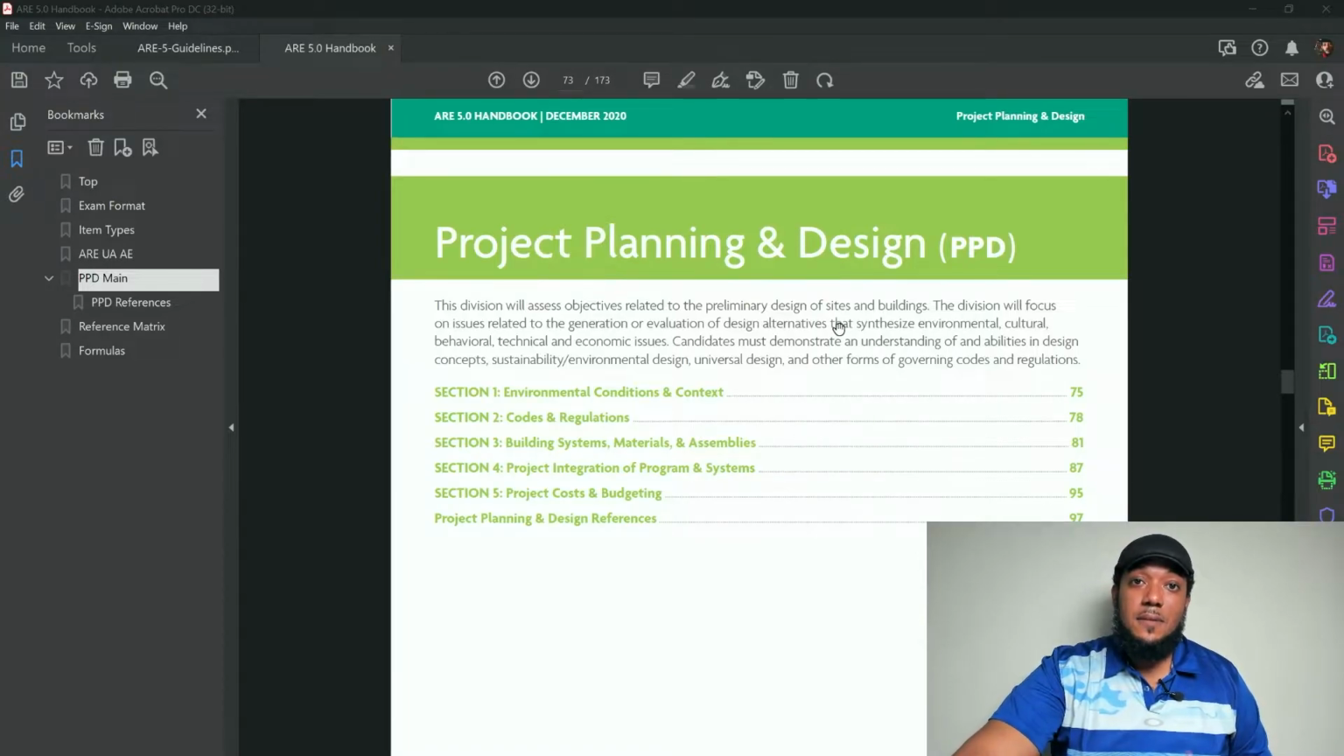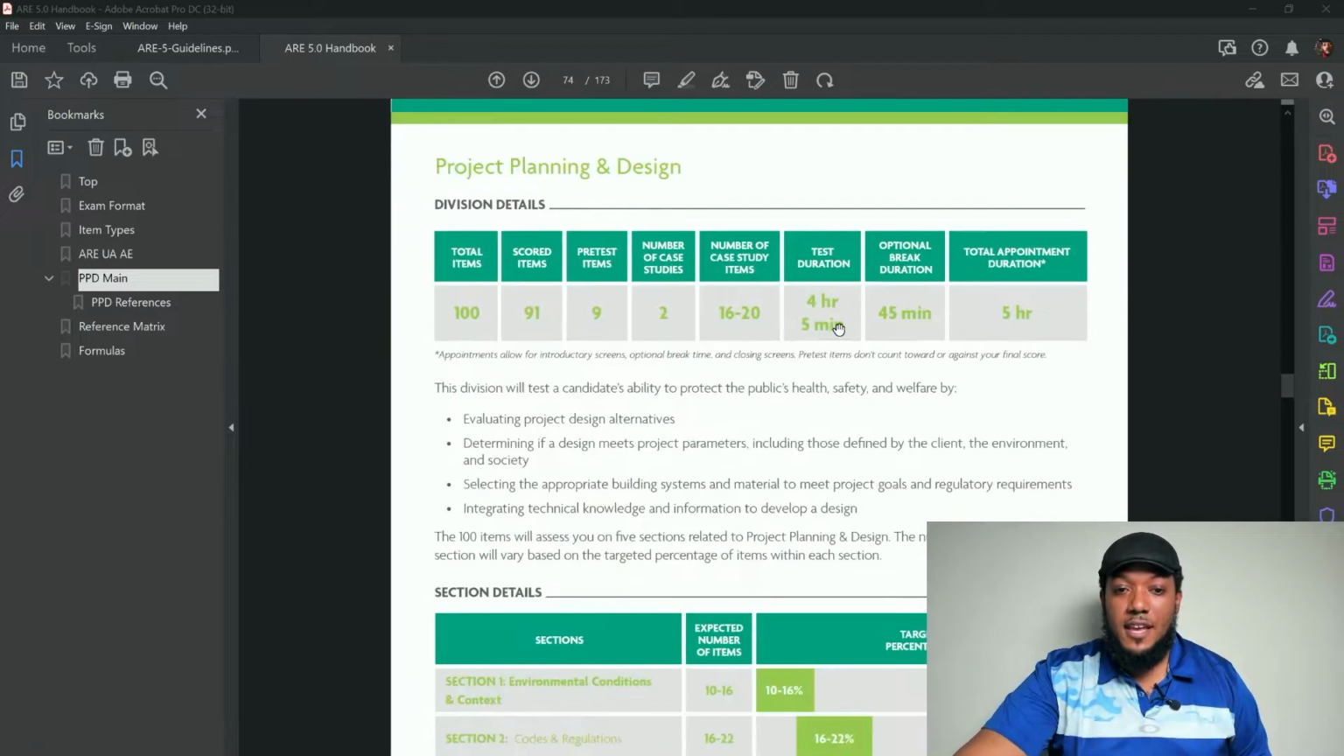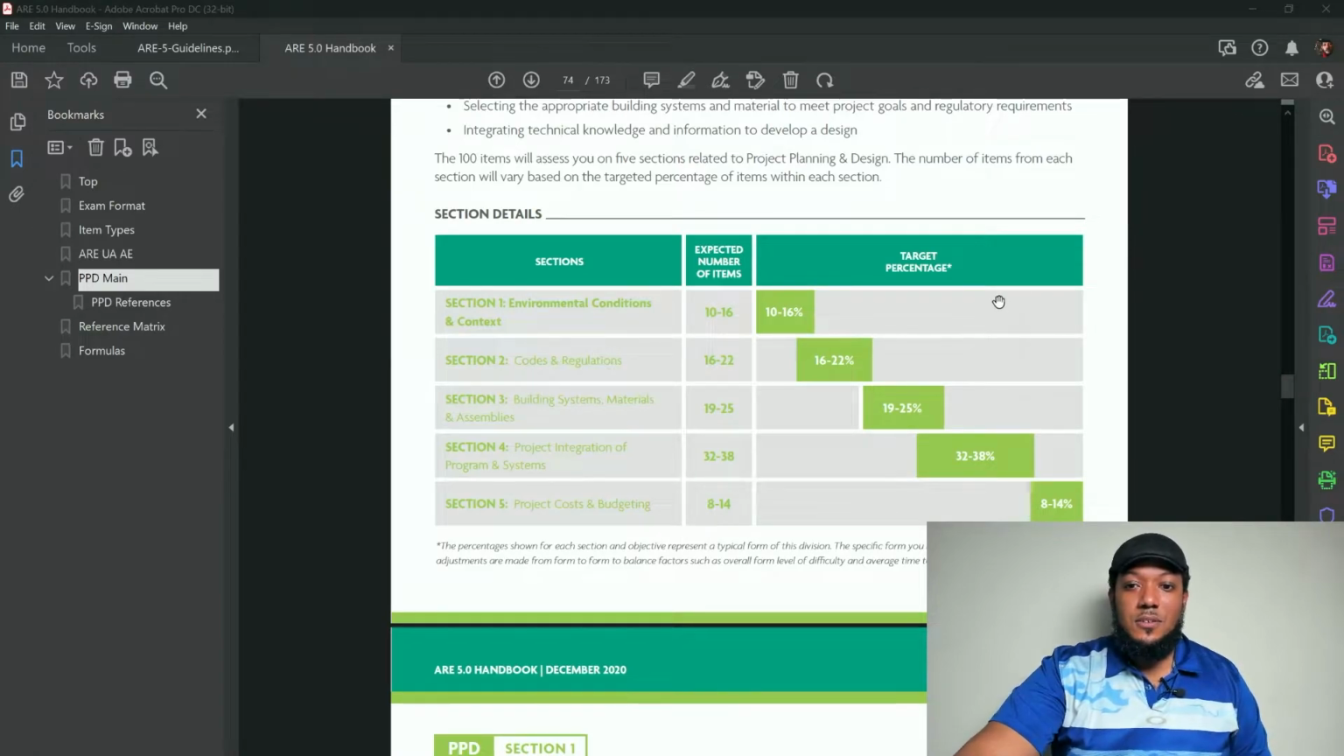Let's break down the divisions within the exam. As you can see, the largest percentage of the questions is going to be project integration of program and systems. That means you're putting together plans, showing how things are working together.